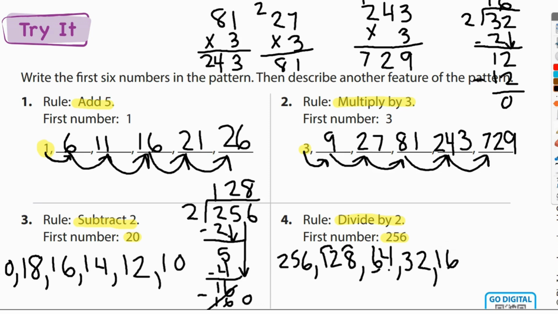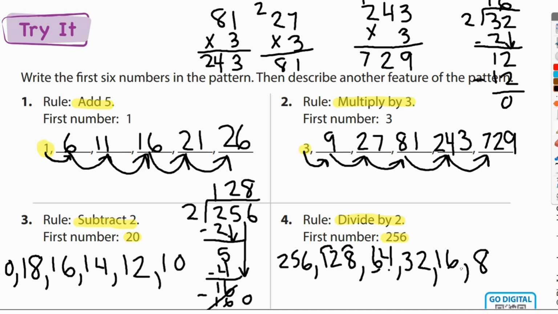All right, we have one more number to go. The next number is really easy. If I have 16, what number times 2 gives me 16? 8 times 2 gives me 16. So there is my final number pattern.